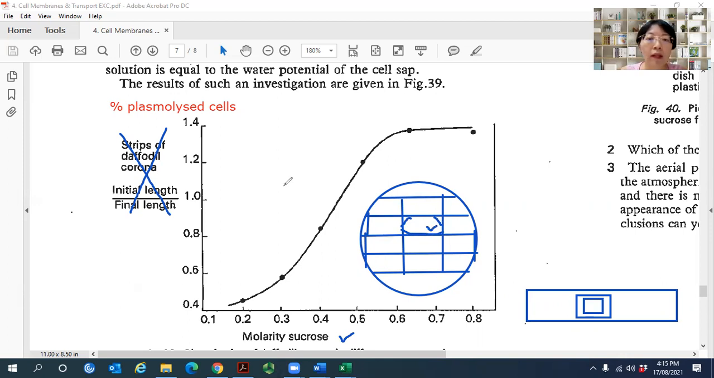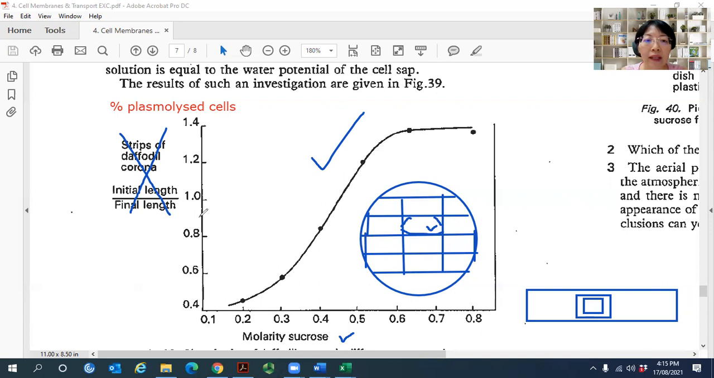So therefore you calculate the percentage. 1 out of 10 is 10%. So you plot 10% here. So you use different concentrations. You go to the slide and then you count the number of cells out of 10 cells that are plasmolysed. And then you plot the graph. When you plot the graph, it will look similar to this graph here. Then from there, you will be able to find out what the water potential of the cell is.